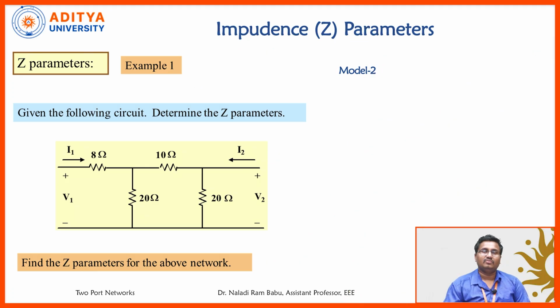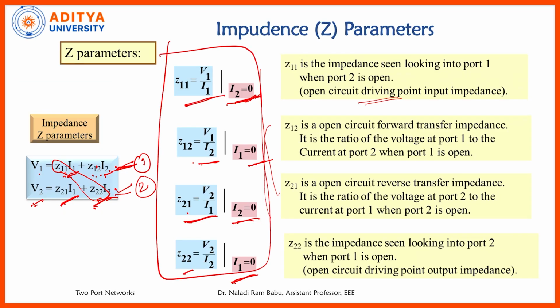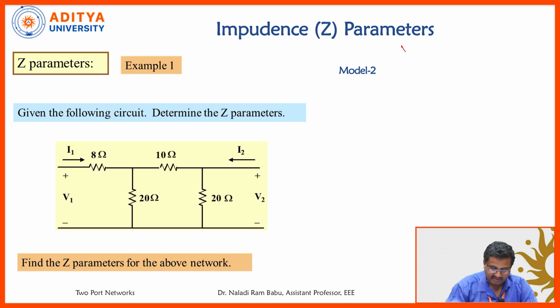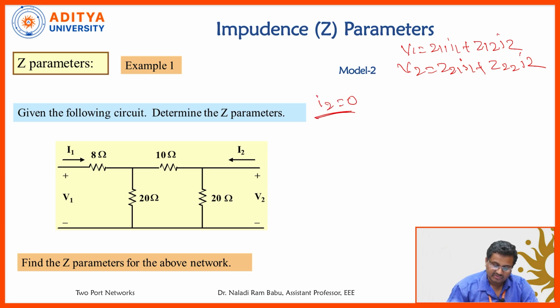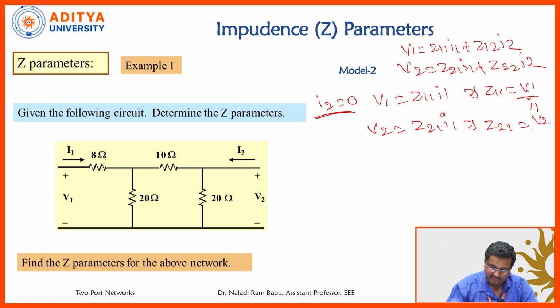Now, let us move on to model 2, where the equations are as follows. These equations we need to concentrate on. So, for that I am writing these equations here again. V1 equal to Z11 I1 plus Z12 I2 and V2 equal to Z21 I1 plus Z22 I2. First, I am assuming I2 as 0. So, I2 as 0 means V1 equal to Z11 I1 and Z11 is equal to V1 by I1, and V2 will be Z21 I1. Therefore, Z21 is equal to V2 by I1.